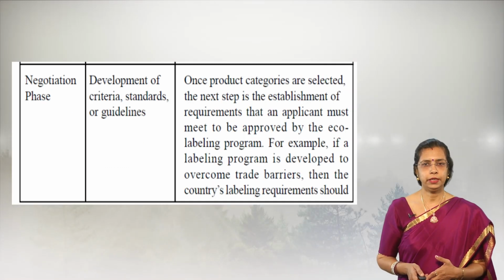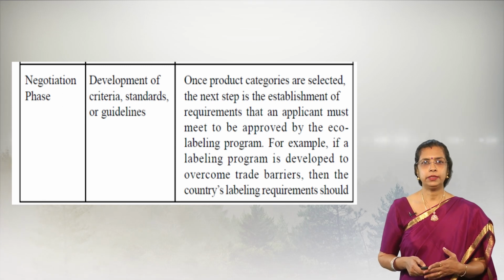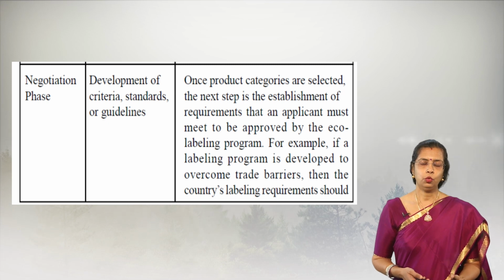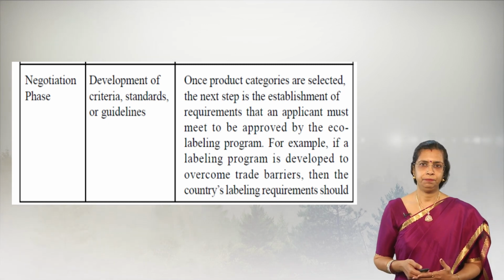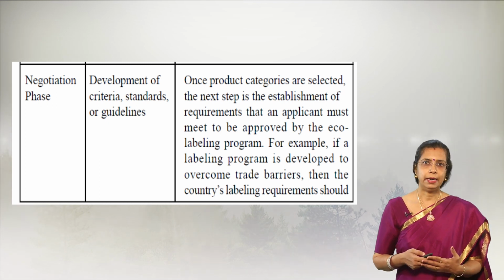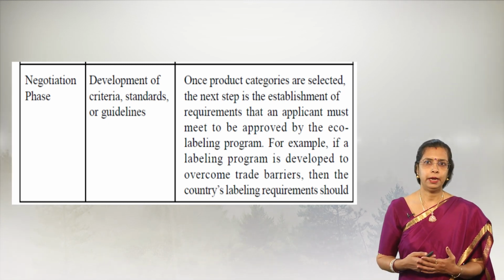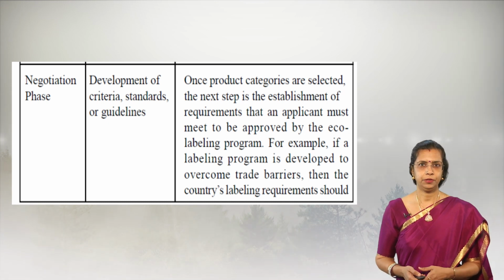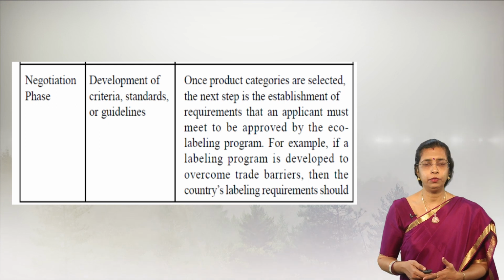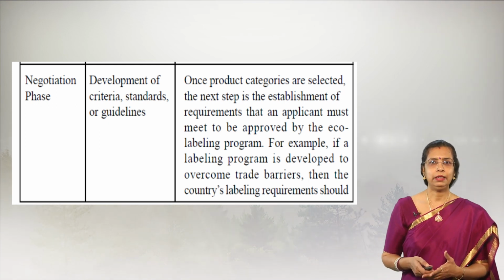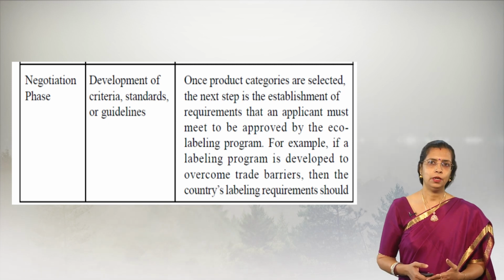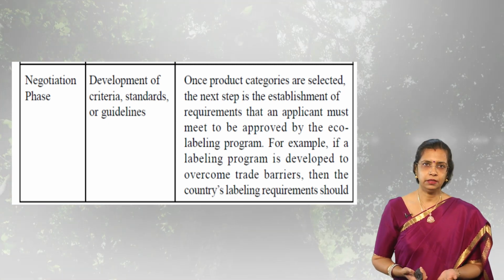Then we have the negotiation phase. This includes the development of the criteria, the standards or the guidelines. Once the product categories are selected, the next step is the establishment of the requirements that an applicant must meet in order to be approved by the eco-labeling program. For example, if an eco-labeling program is developed to overcome a trade barrier, then the country's labeling requirements should also be consistent with the labeling requirements in other countries.